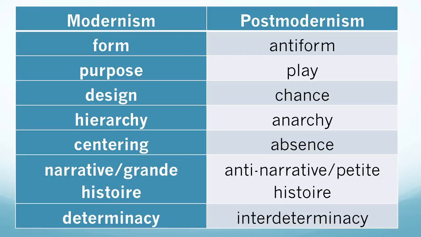Modernism speaks of grand narratives, grand histoire. On the other hand, postmodernism prides itself in narrating anti-narratives and petty histoire and petits récits, that is small stories. Modernism features determinacy, and this is one of the key highlights of postmodernism. It takes great pride in its indeterminacy, the indeterminacy of text.